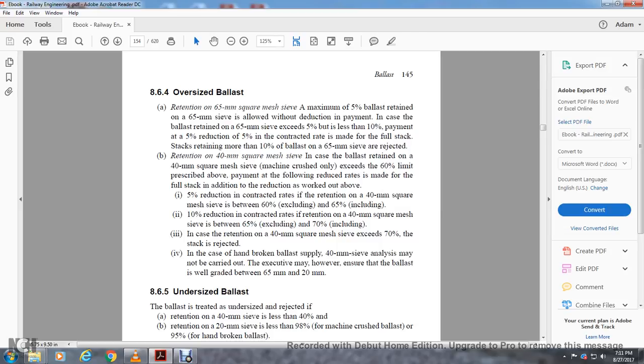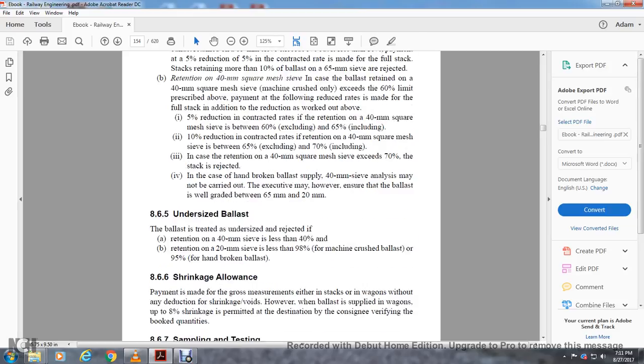In case the retention on the 40 millimeter square mesh exceeds 70%, the stack is rejected. In the case of hand-broken ballast supply, the 40 millimeter sieve analysis may not be carried out. The supplier may however ensure that the ballast is well graded between 65 millimeters and 20 millimeters.